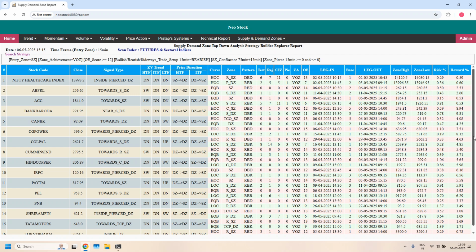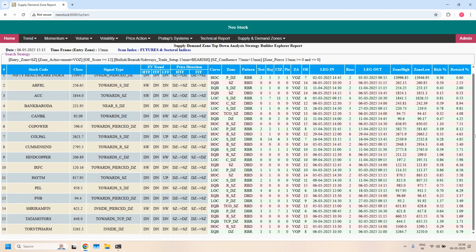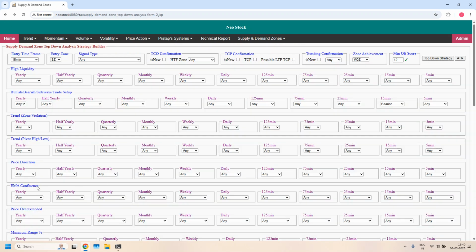Scrolling the list down, total 16 stocks. In all the 16 stocks, these 15 minute supply zones are overlapped with 75 minute supply zone. And the 75 minutes trend is down in all the stocks, ITF trade. So let's verify if any 75 minute supply zones are having daily EMA confluence. In that case, the overlapped 15 minute supply zones might be having more high probability to get success.